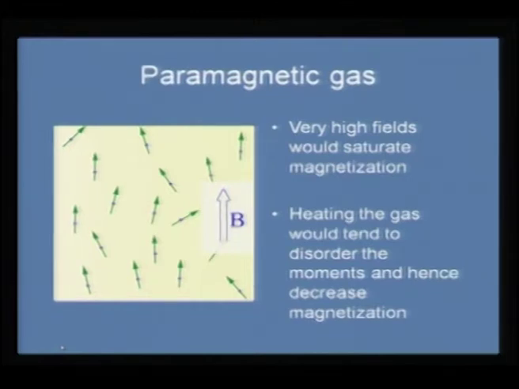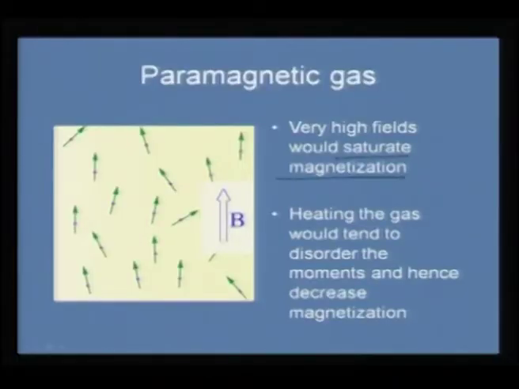Very high fields can be used to saturate it, but this is not the real feature of a magnetic material, because typically in a magnetic material you should see a coercivity. But in a paramagnetic gas, once you remove the magnetic field you would see zero coercivity, and that is the sign that these paramagnetic samples cannot be easily saturated, and would require a very high saturation field. Heating the gas would tend to disorder the moments and hence decrease the magnetization.